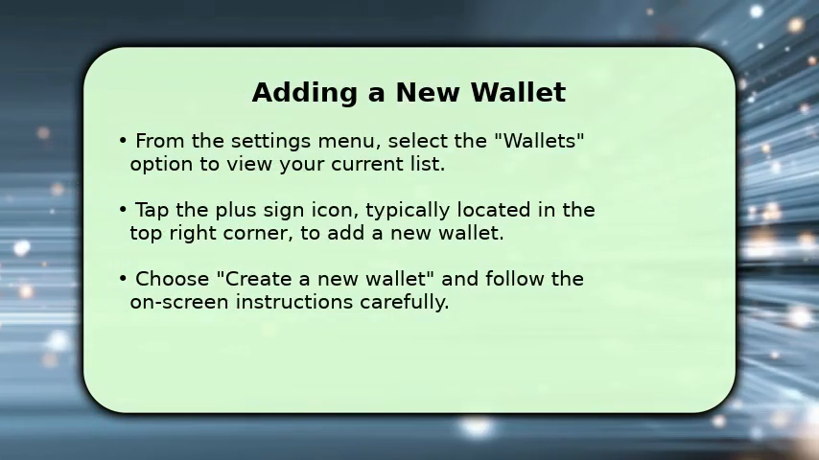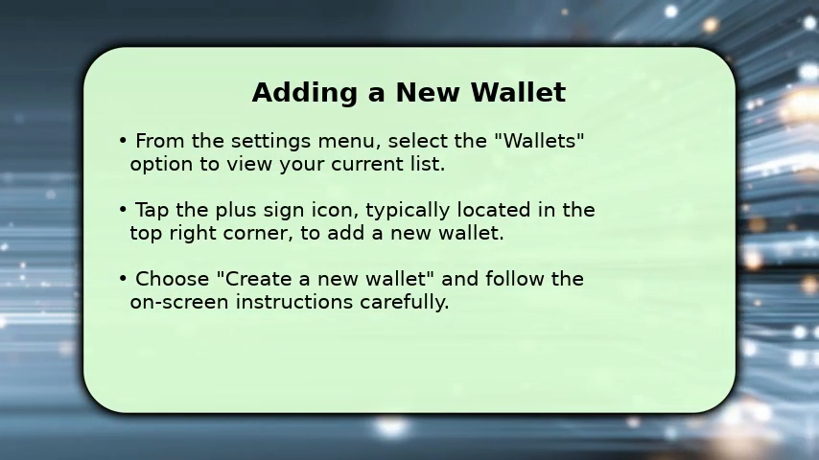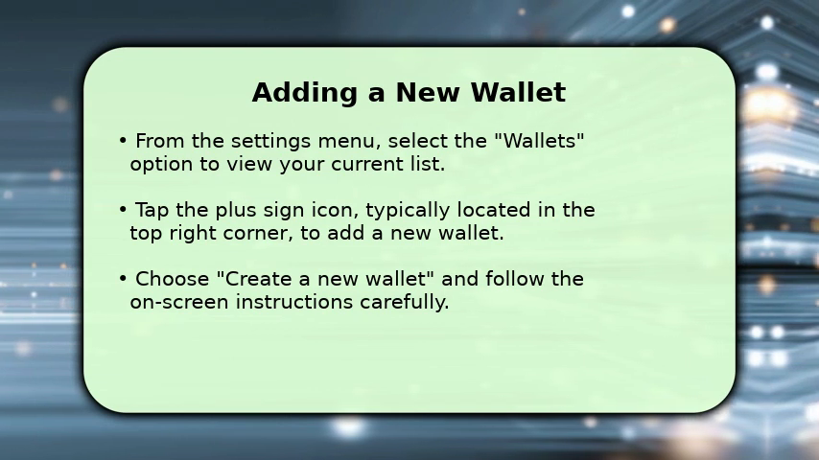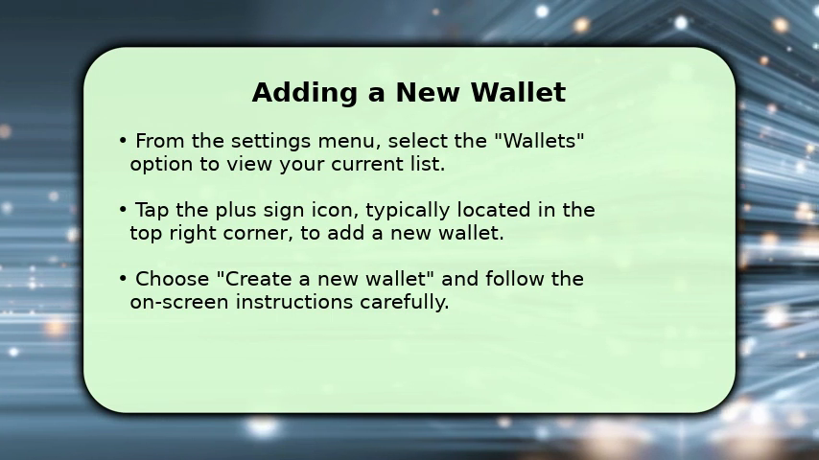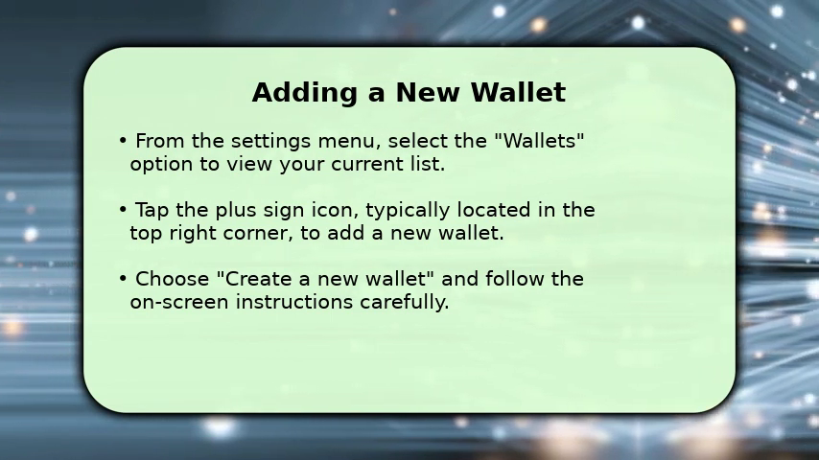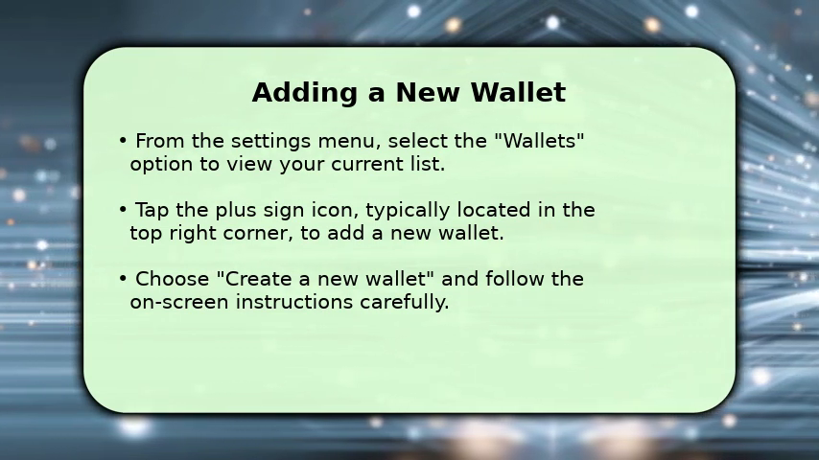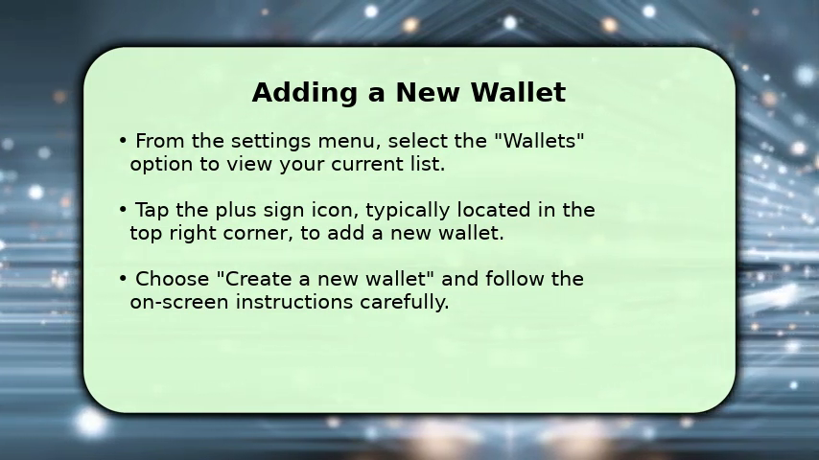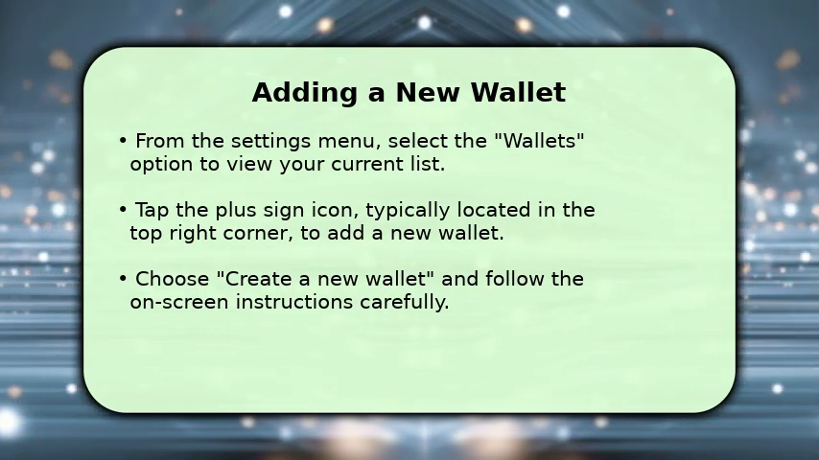To add a new wallet, simply go to the Wallets section within your settings. Here, you will see a list of any wallets you currently manage. Look for a plus sign, usually in the upper right-hand corner, and tap it. You will then be prompted to either create a new wallet or import an existing one. Select Create a New Wallet and proceed through the steps, which include backing up your new 12-word recovery phrase.